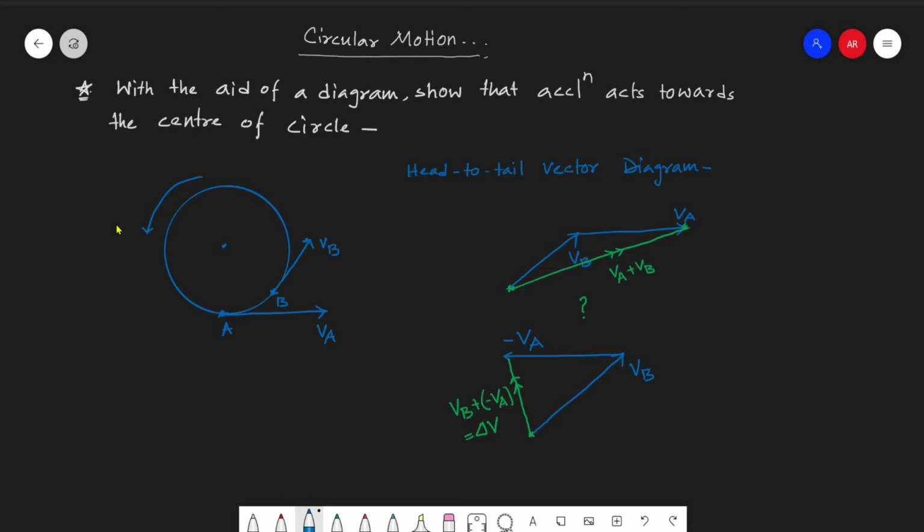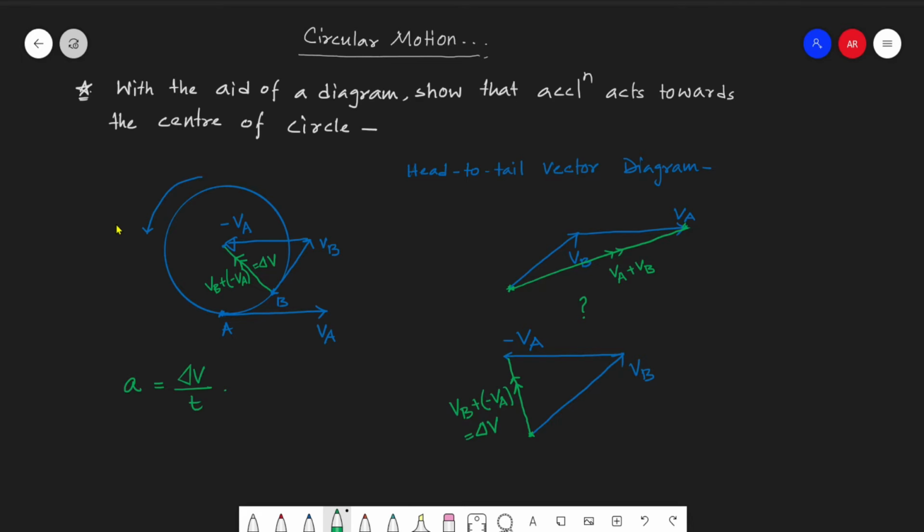So here is one thing: why did we take VB to be the first vector? Because you know that change in velocity is final velocity minus initial velocity. So as the object is moving around in the circular motion, B is the final point, A is the initial point. So that's why I chose VB to be the first vector, VA is the second vector. So here we have seen that this resultant is acting towards the center, which is giving us the difference of the velocities, the change of velocities, del V.